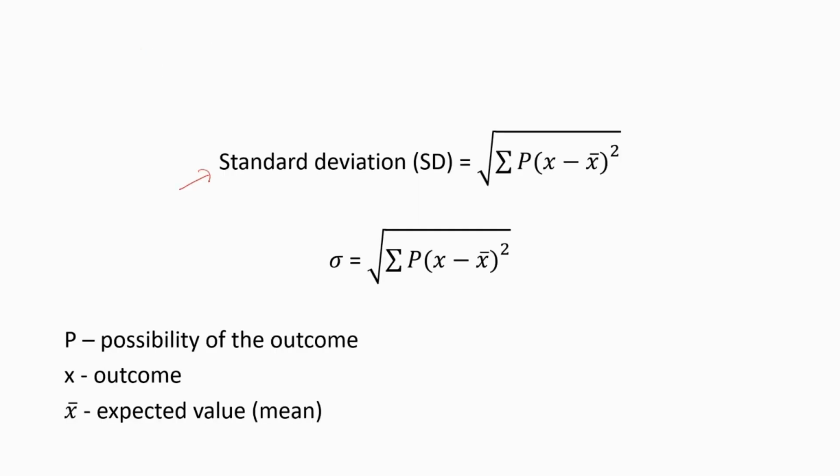This is the formula to calculate the standard deviation. SD denotes the standard deviation. This equals the square root of sigma p multiplied by (x minus x bar) to the power 2. This p is the probability of the outcome, x is the outcome, x bar is the expected value. So we are calculating the difference here around the expected value. Sigma denotes the standard deviation also. This x bar is the expected value. This is also called the mean value.